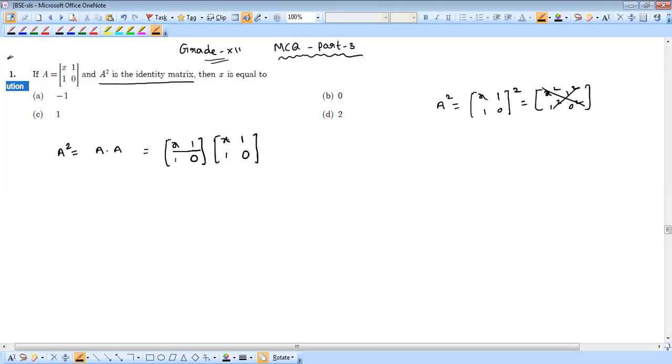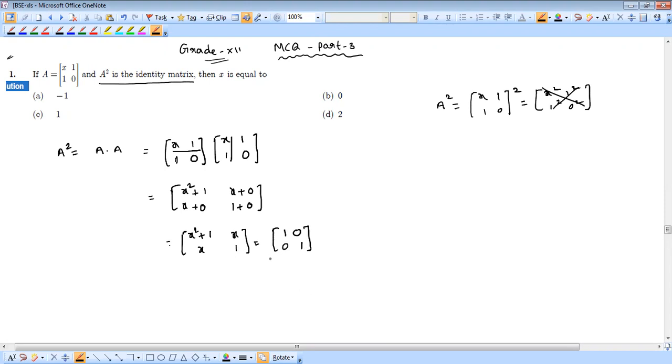Now, we know matrix multiplication is row with columns. So the first one will come x into x, x square, and 1 into 1, plus 1. Then x into 1, x, plus 0. And here 1 into x, x, and 0 into 1, 0, 1 into 1, 1, and 0. So it will now be [x square plus 1, x; x, 1]. It is an identity matrix, which is equal to [1, 0; 0, 1].